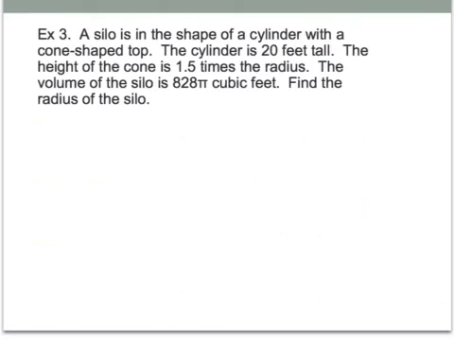Alright, now let's go on to example 3. We are going to start this together, but you are going to finish this. It says a silo is in the shape of a cylinder with a cone-shaped top. The cylinder is 20 feet tall. The height of the cone is 1.5 times the radius. The volume of the silo is 828 pi cubic feet. We want to find the radius of the silo.